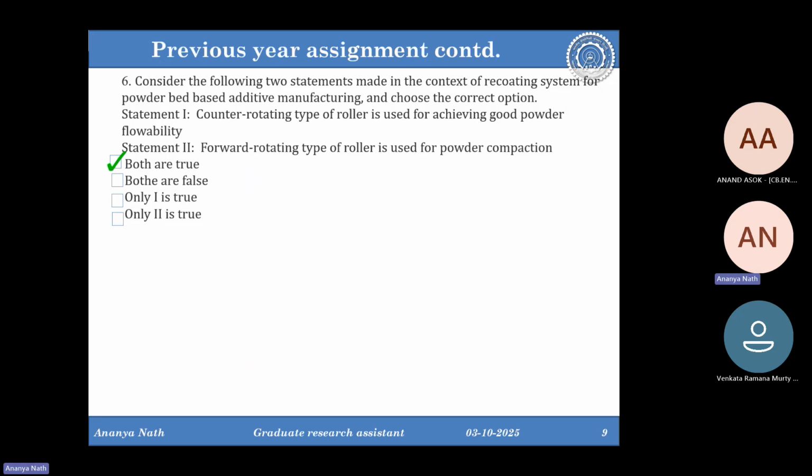You can even note down this small information: forward rotating type roller is used for powder compaction and counter rotating type is good for powder flowability.